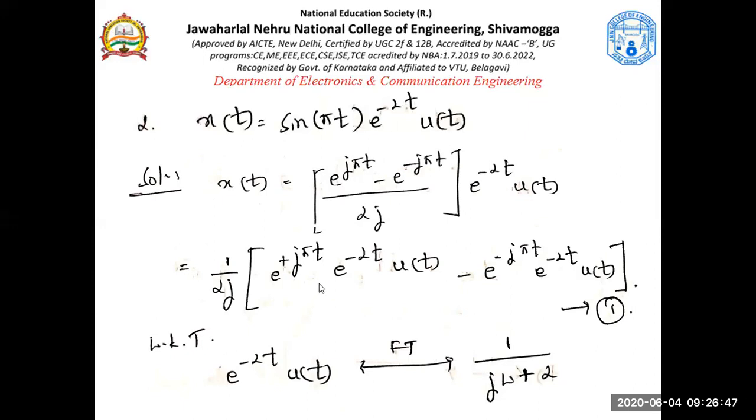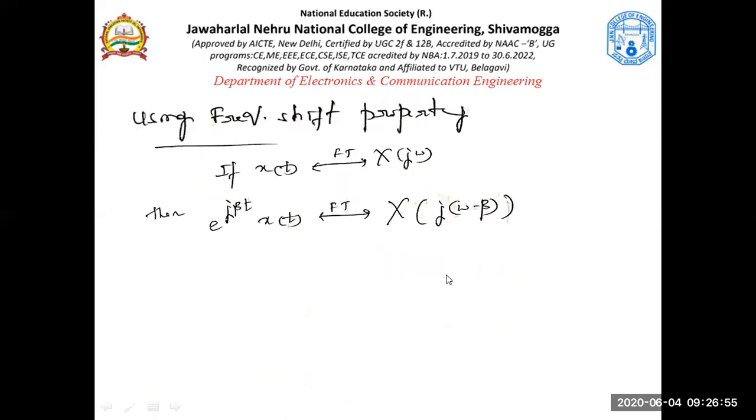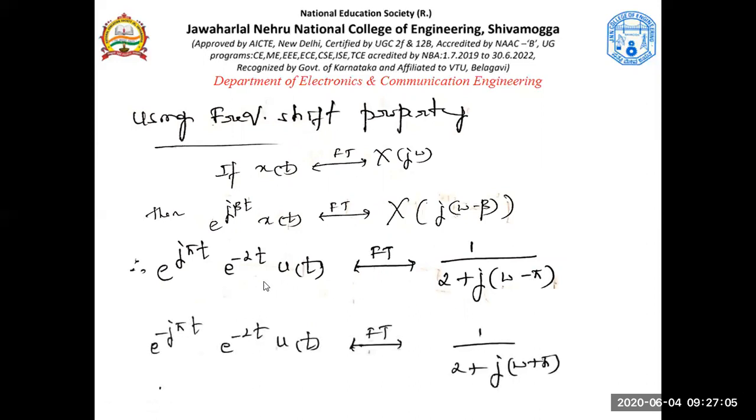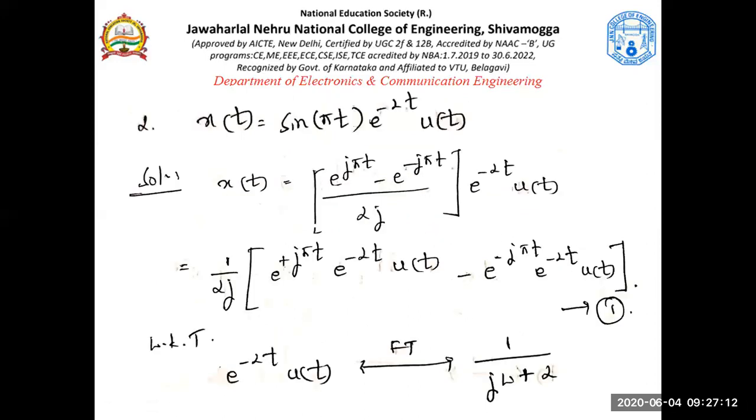So how do we understand? See, we know the Fourier transform of this. Now, what is the Fourier transform of this along with this exponential? So again, it's a frequency shift property. So there is plus pi, so that should come as minus pi here in frequency domain, and we have minus pi that should come as plus pi. Just substitute these two. Therefore we have called this as equation 1.